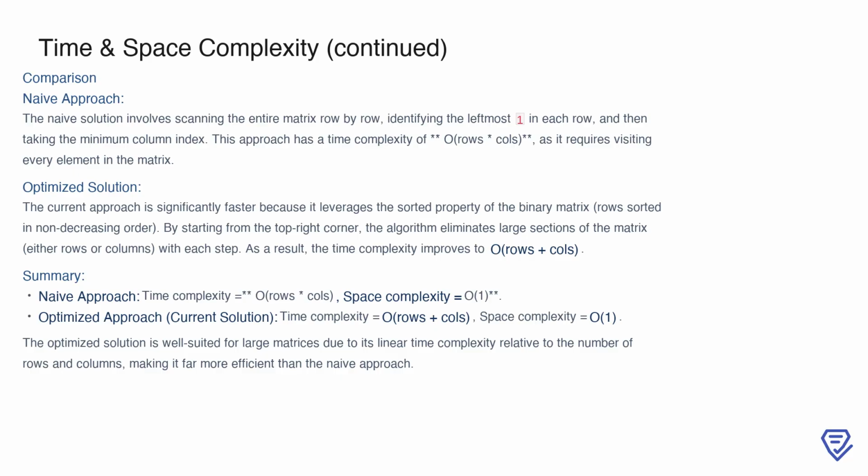In terms of space, both approaches use O(1) space, as no extra memory is allocated beyond a few variables. Overall, the optimized solution is far more efficient for large matrices, as its linear time complexity scales much better than the quadratic time complexity of the naive approach, making it ideal for handling large datasets.